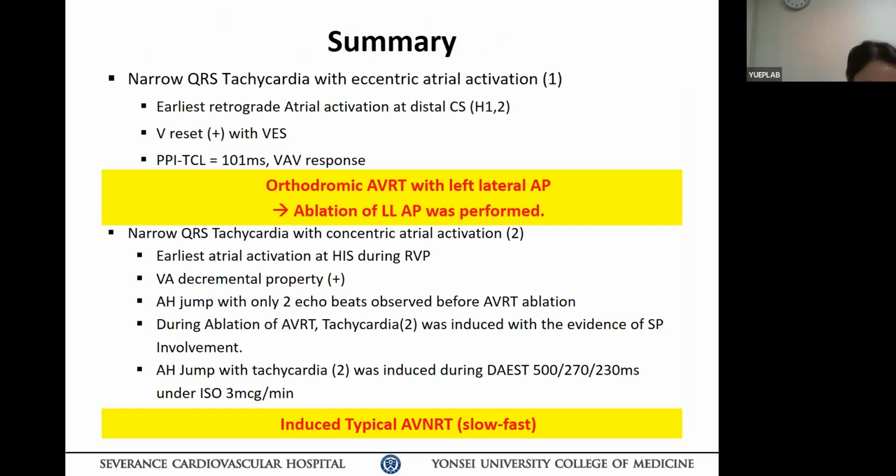So in summary, during the first EP study, the orthodromic ABRT was easily inducible, and only the two echo beats were observed. But after ablating the accessory pathway, with the clues of AH jump and the tachycardia induction during the double test, and the VA decremental property, and the earliest atrial activation at the HIS during the V pacing, AV-NRT was also induced, so we planned to ablate the slow pathway too.